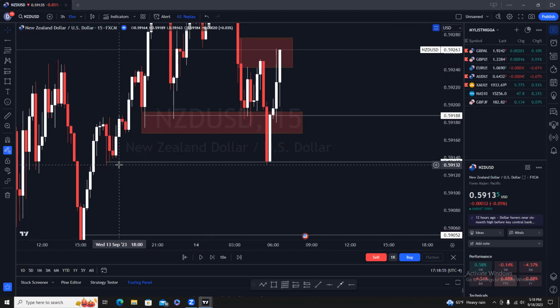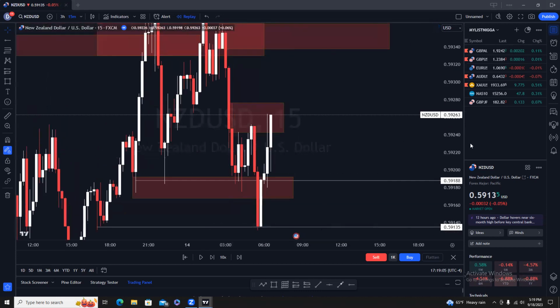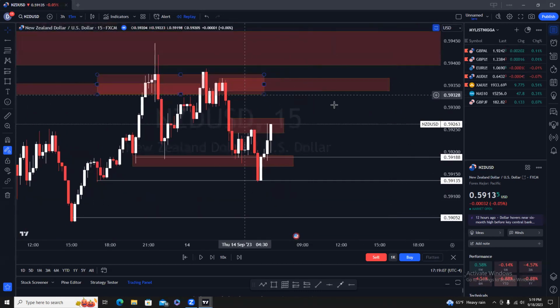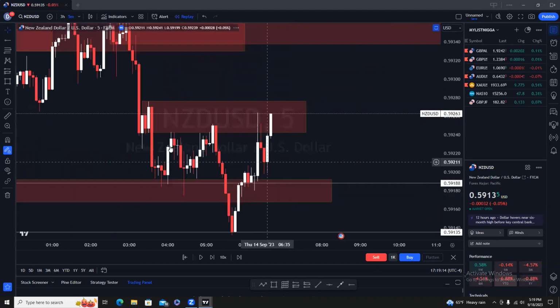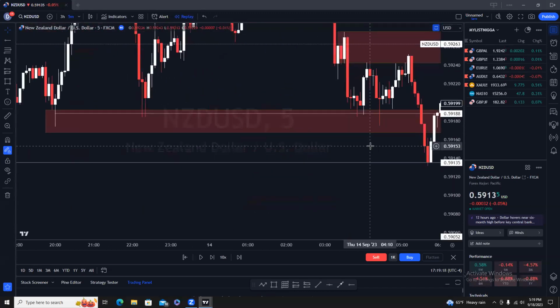If you don't understand it, just text me in the chat for the questions. So we broke below and we might be testing this 15-minute. As I said, if you took this 5-minute one, it would have been a hit. As you can see, entry was here or here, and that would have been a hit at the next level.